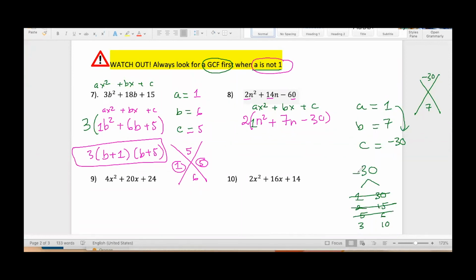And again, they said negative 30, meaning one of them has to be negative. But which one should take the negative? Let's look at the number 7. We want it positive, meaning the bigger number, 10, has to be positive. So right here there's going to be a negative on the 3, because negative 3 plus 10 gives us 7, okay? So here we go. That's how we get this answer. That gives us negative 3 and 10. So right now I'm gonna put n minus 3 and n plus 10. And don't forget we have that 2 in front. So here we go. And ta-da, we are done.